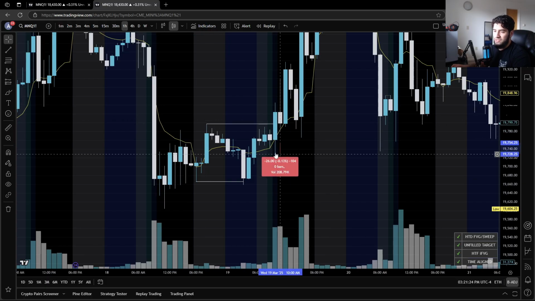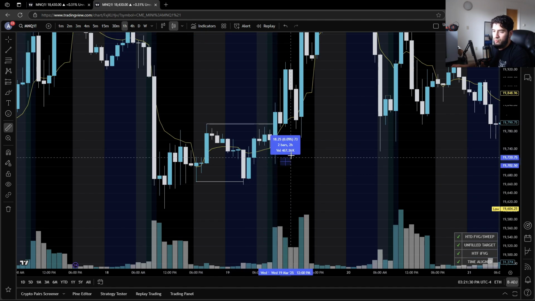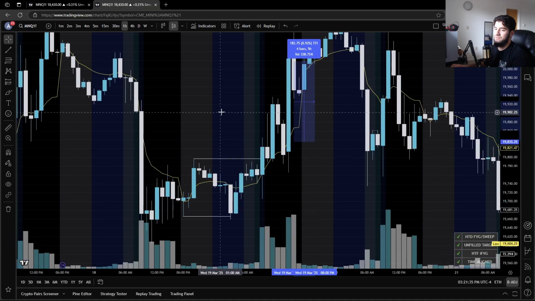Then price ends up retracing back into a certain PA right here. Was probably like a 30-minute fair value gap over here that got respected, and then we see a very big wick that was a manipulation move, right? And then we end up trading up higher again with lots and lots of displacement.